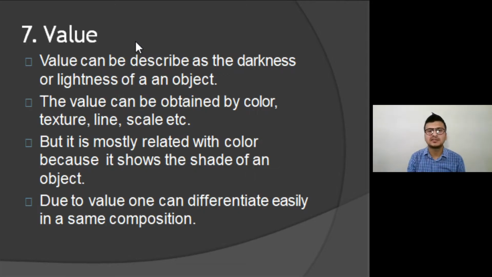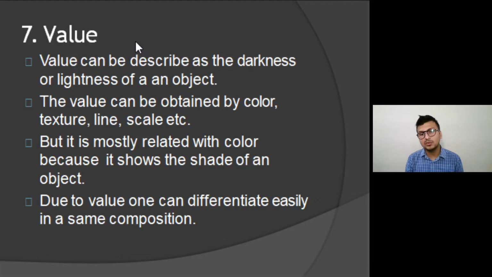Coming to the seventh, that is value. Value can be described as the darkness or the lightness of an object, not of the space, but of the object, or the object that you're using in the design, the darkness or the lightness of the element. The value can be obtained by color, texture, line, or scale, but it is mostly related to color because it shows the shade of an object. Shade, again, what is the shade? The dark color that is used, that is the shade.